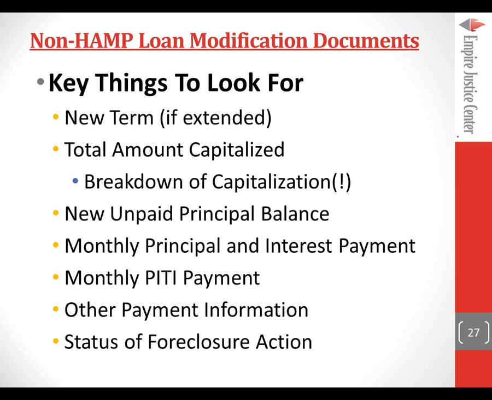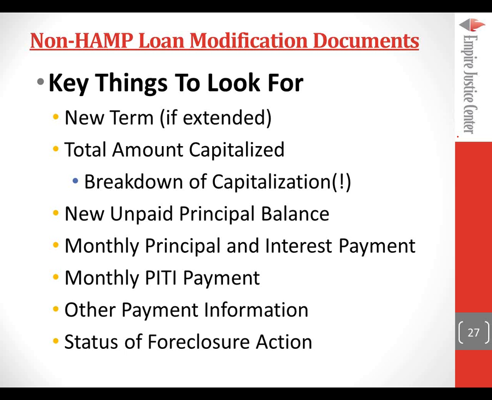What the banks will often do is give you just one number, okay, we've capitalized $18,226, but no further breakdown of the capitalization. What I would recommend, and what we do in every modification that we have that's non-HAMP, is a breakdown of what goes into that capitalization. We're going to go through an example of that in a minute if we have time. Next thing is the new unpaid principal balance.